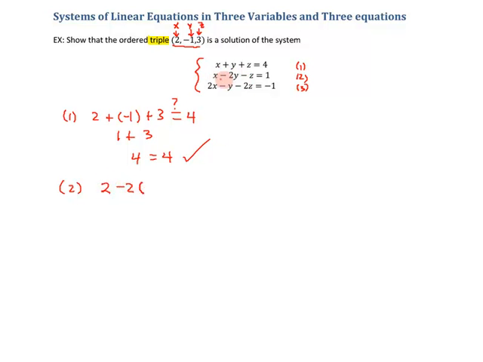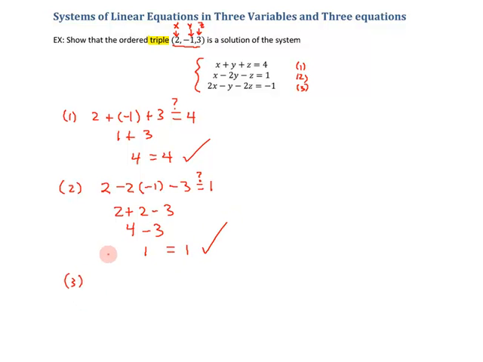Okay, again, I'm plugging in right here, equation 2. I'm going to plug in a -1 for y, so -2 times a -1 for y, minus what z is, 3, so -3. Question mark, does that equal 1? Okay, well, we multiply first. -2 times -1 is going to be +2. 2 plus 2 is 4. 4 minus 3 is 1. That does equal 1, so equation 2 is satisfied.